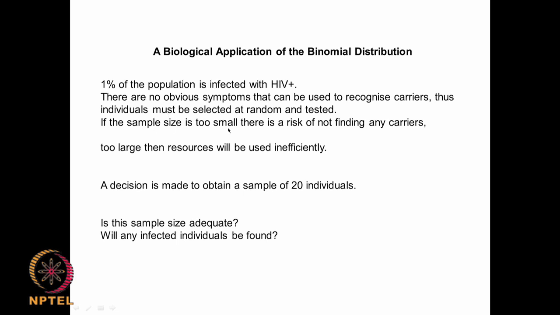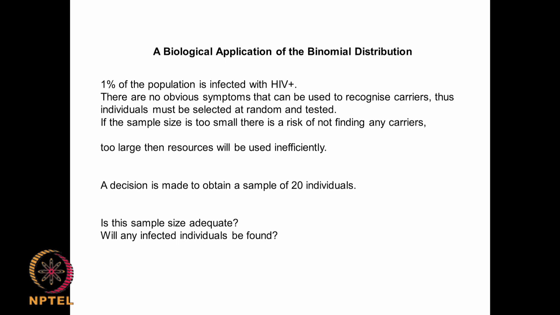If the sample size is too small, then I might not be able to find any at all. Then if I take a very big sample, then I need to do a lot of sample collection, sample analysis. So I need to spend a lot of money. That is also inefficient. So what do I do? Is it okay if I just take 20 people? Is this sample adequate? Will I be able to find at least 1% in that? Okay, so that's a problem.